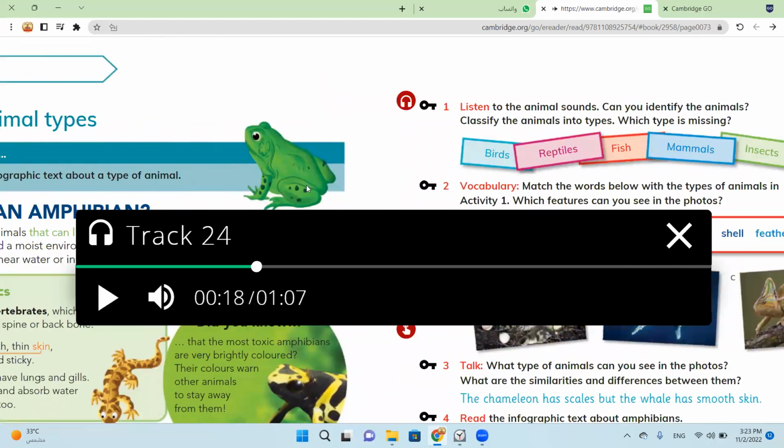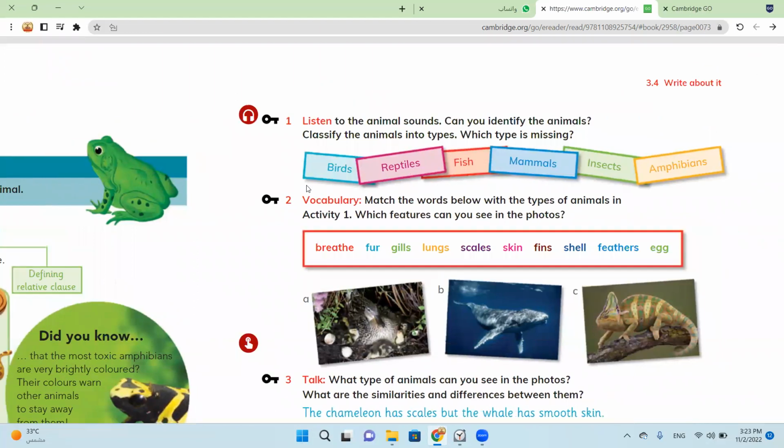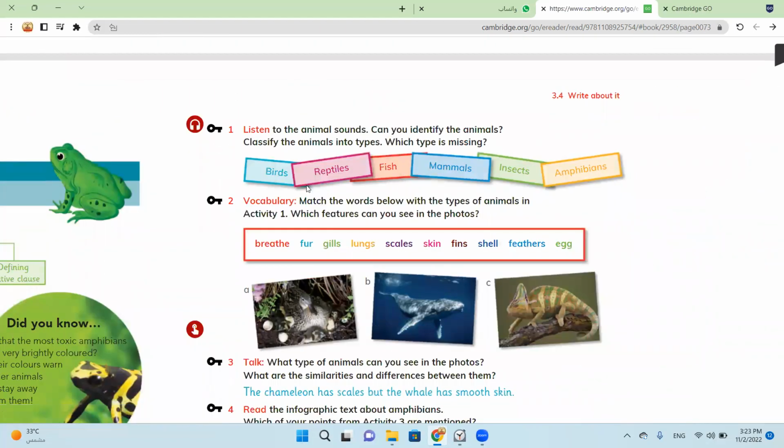So the first one was the sound of the whale, and the second one was the sound of the frogs. Now you can listen to the rest of them if you have your digital book and try to decide each sound. Now let's move to activity 2.